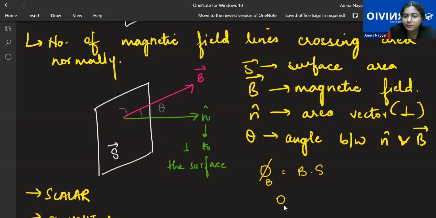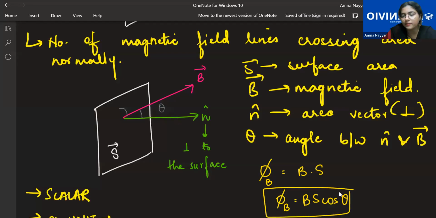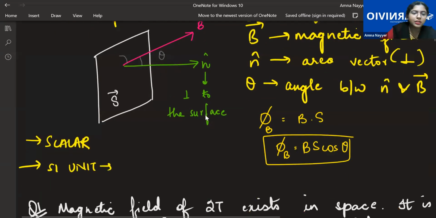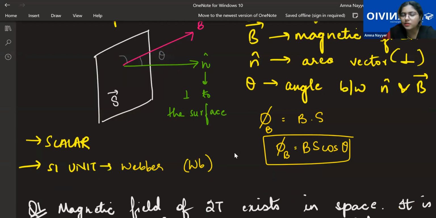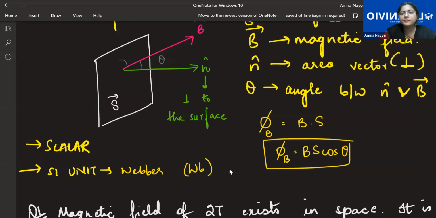So here also the magnetic flux will be equal to B S cos theta. That's it. Now, if we use the SI unit, this is given as Weber. WB is used to represent 5 Weber, 6 Webers, like this. And this is exclusively for the magnetic flux. So I'm just quickly repeating.